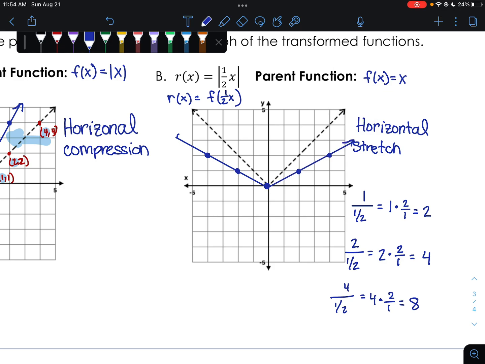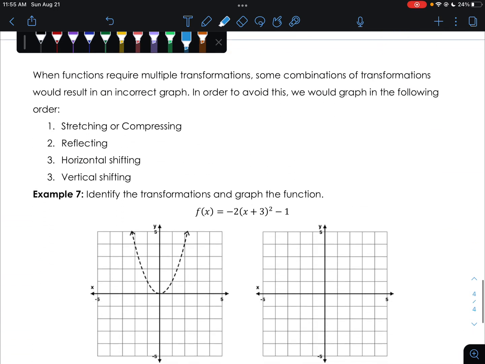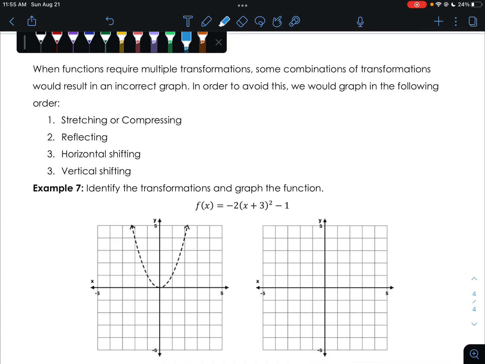So it looks something like this. Okay, so notice that when it's a horizontal stretch, we pull it away from the y-axis. Okay, we're pulling it away, so it's looking like a vertical compression, but again, this is a horizontal stretch. Okay, so now what happens when we have multiple transformations?